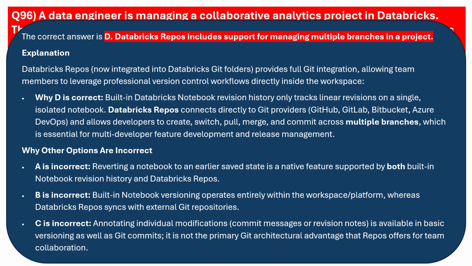Why are the other options incorrect? A is incorrect. Reverting a notebook to an earlier save state is a native feature supported by both built-in notebook revision history and Databricks Repos. B is incorrect. Built-in notebook versioning operates entirely within the workspace/platform, whereas Databricks Repos syncs with external Git repositories. C is incorrect. Annotating individual modifications, such as commit messages or revision notes, is available in basic versioning as well as Git commits. It is not the primary Git architectural advantage that Repos offers for team collaboration.